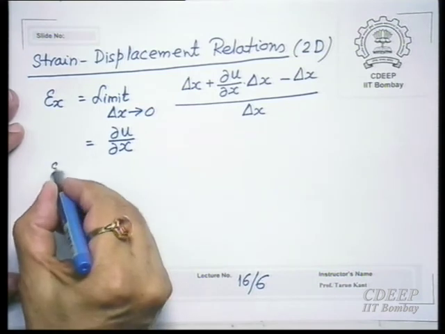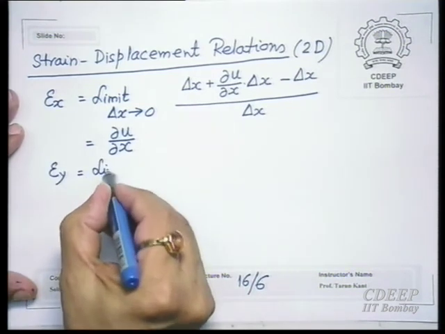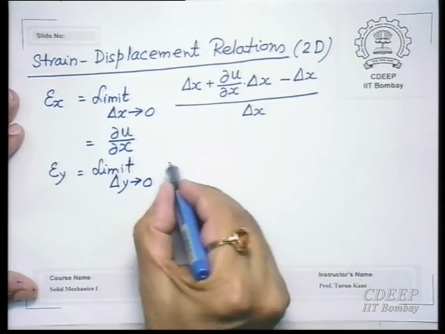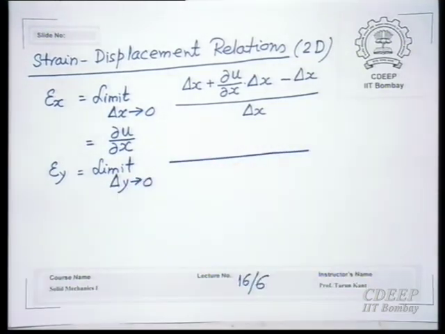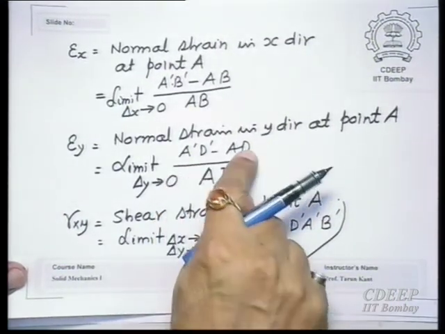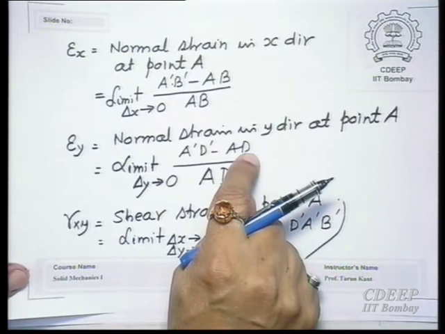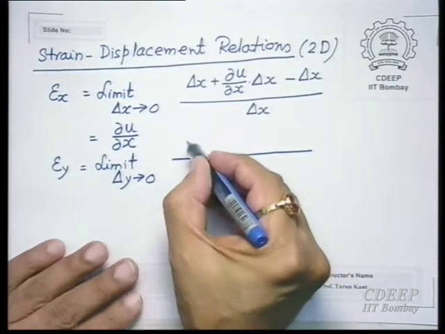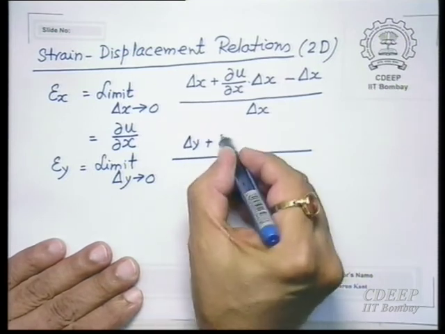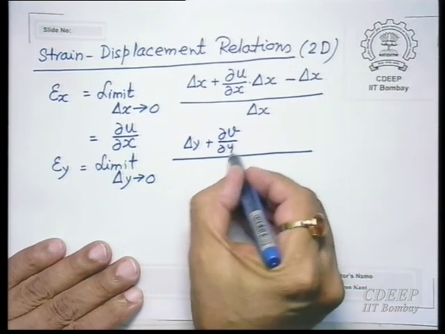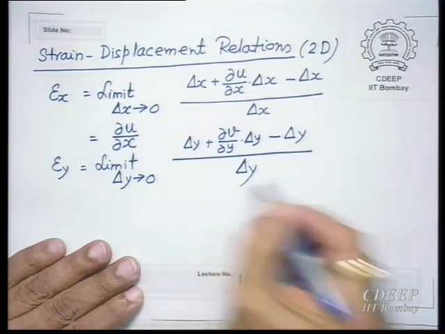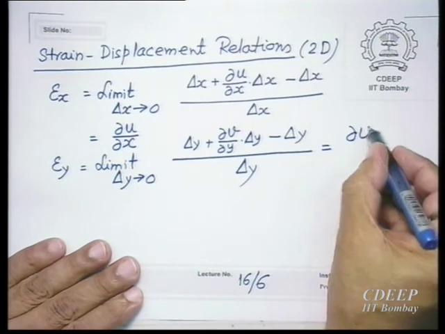Now, what about epsilon y? In the same way, it was a dash d dash here, minus ad. ad is dy, and then this one is the change in dy. dy must have changed, so it will be dy plus the change, minus ad, which is dy, divided by dy, and this gives me dv by dy.